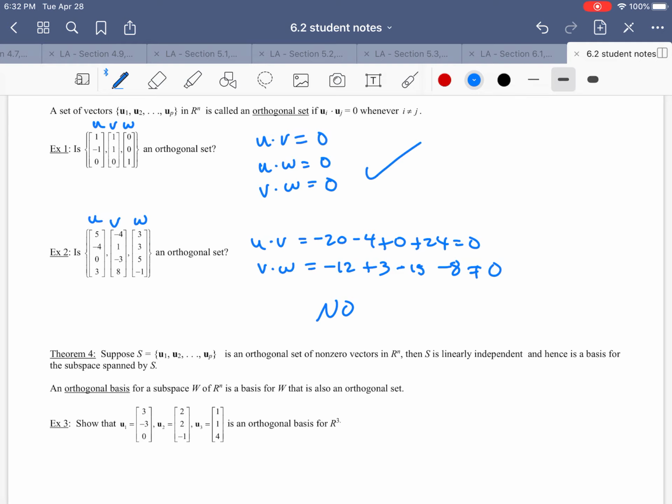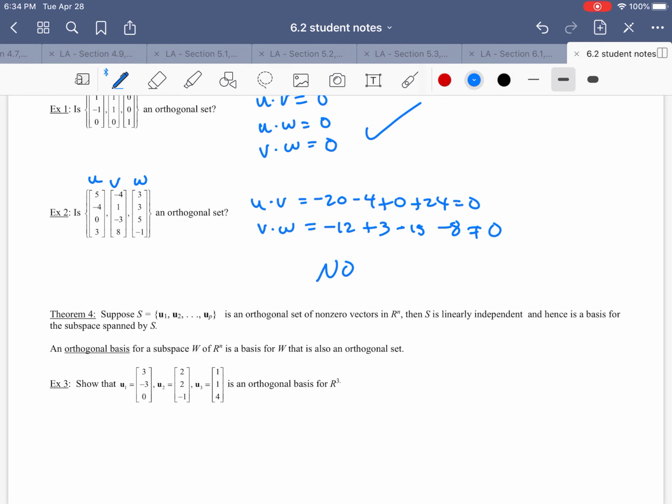All right. So theorem 4 says, suppose you have an orthogonal set of non-zero vectors, then you have a set that is linearly independent, and also a basis for the subspace spanned by that set. The next thing says an orthogonal basis for a subspace W of Rn is a basis for W that is also an orthogonal set. So if you call something an orthogonal basis, then it's also an orthogonal set, meaning that they are perpendicular to each other.